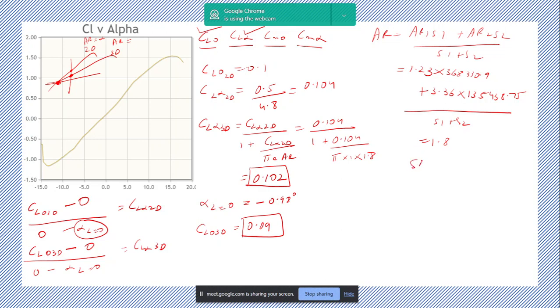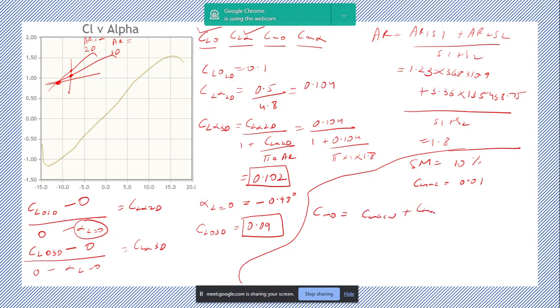The question has the static margin given as 10% and your CMAC is given as 0.01. Given these quantities, how do you find out CM0 and CM alpha? CG minus X bar AC. How do you find this? CMAC is 0.01. CM alpha wing is, it's not CM alpha, it's CL alpha, right? CL alpha wing was 0.102 and then how do you find this? How do you find XCG?